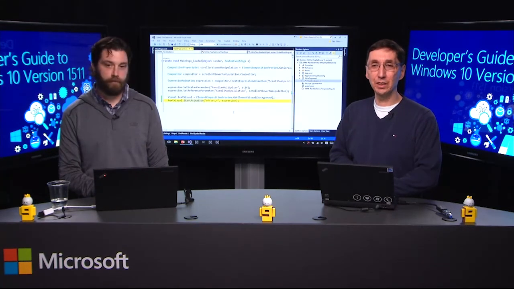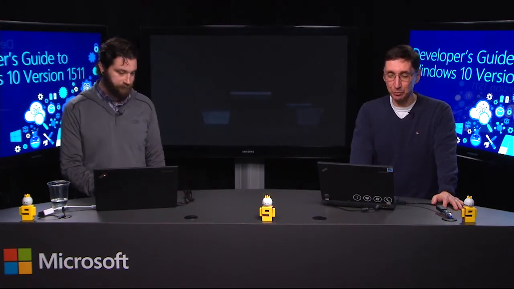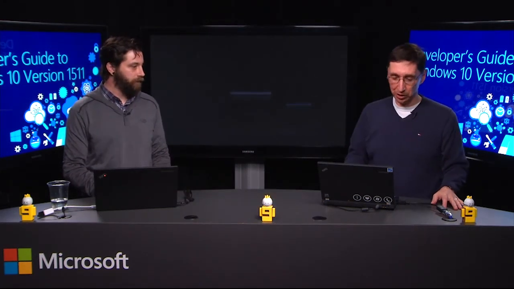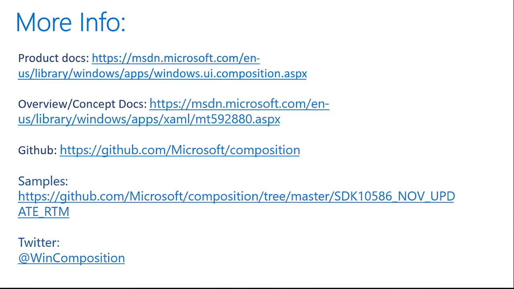Speaking about access, why don't we tell people where they can go get access to stuff? We had a question earlier about the GitHub and everything. Let's go take a look at this for more info, because we're getting close to the end of our time. So, product docs. This is a fully documented API on MSDN. You can go there for our product docs.